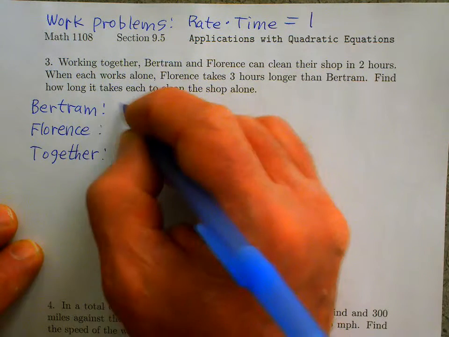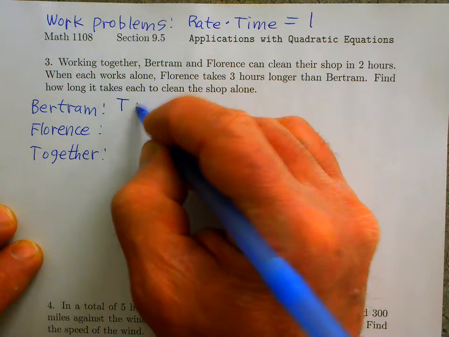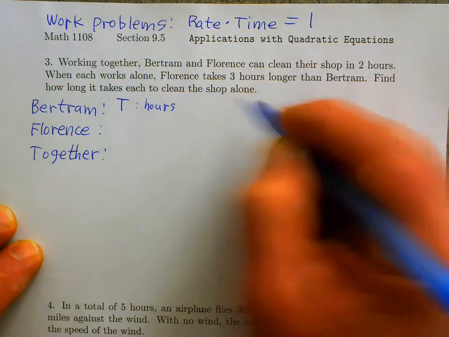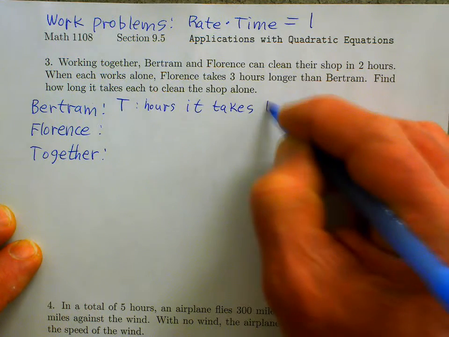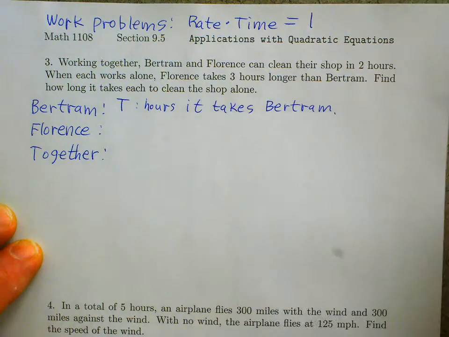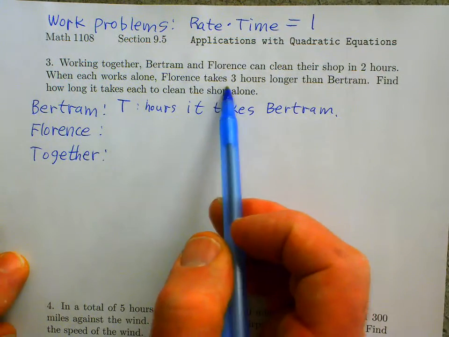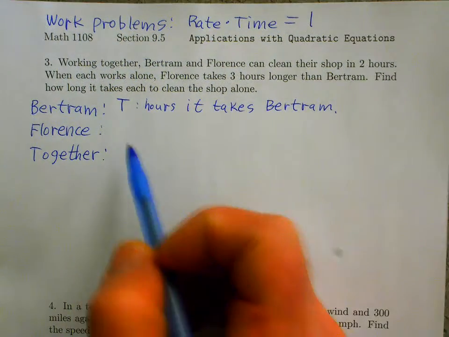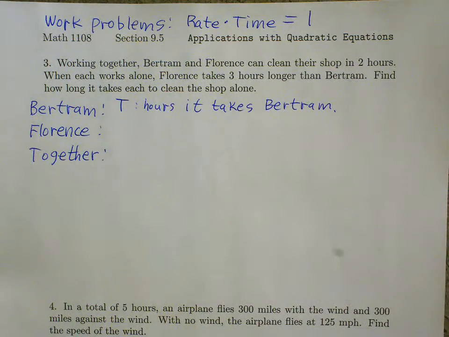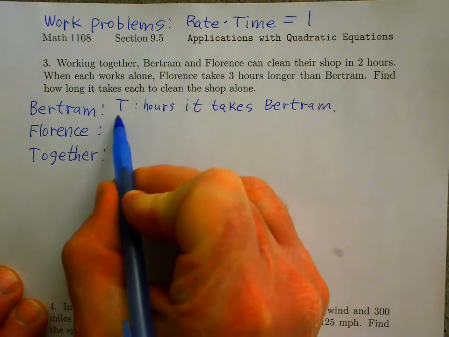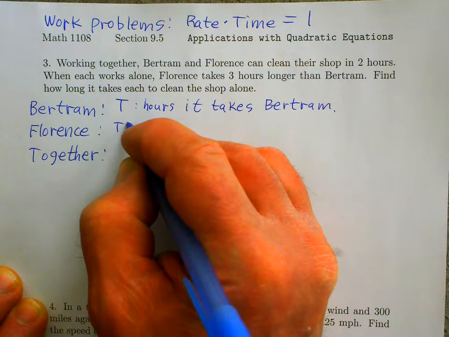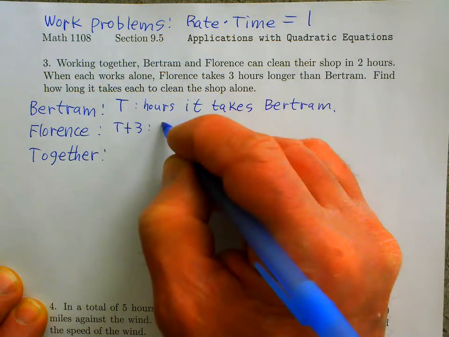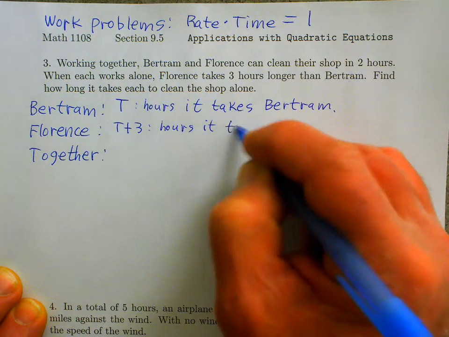So I'm going to pick capital T for the number of hours it takes Bertram to do the job. And then we're told that Florence takes 3 hours longer than Bertram. So what do we represent for the amount of time it takes Florence to do the job? Maybe T plus 3. T plus 3, yeah. Since Bertram takes T hours and Florence takes 3 hours longer than Bertram, we can represent Florence's time by T plus 3. So hours it takes Florence.